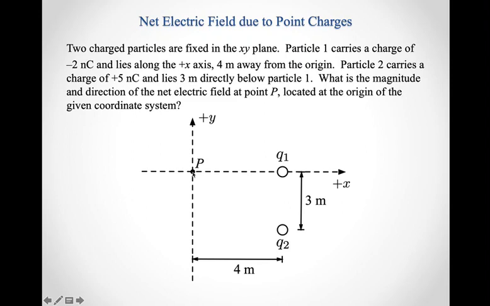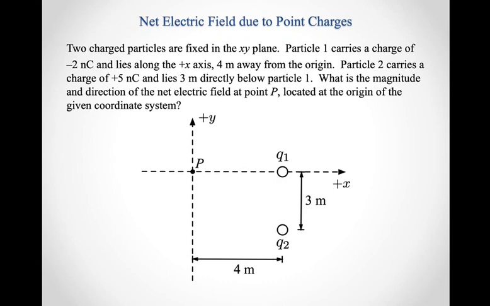Point P here is my point in space where I want to know what the electric field is. Well, there's going to be two contributions to the net electric field at point P. There's going to be a contribution from particle 1. There's going to be a contribution from particle 2. So I know that in calculating each of those contributions, I'm going to need to know how far those particles are away from point P.